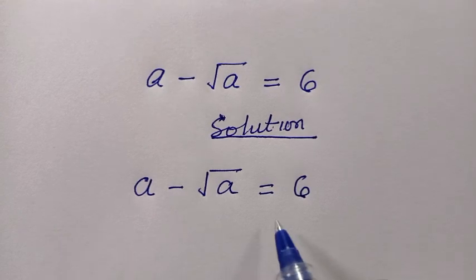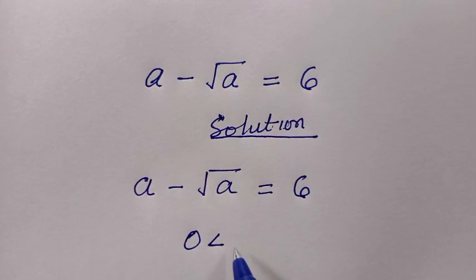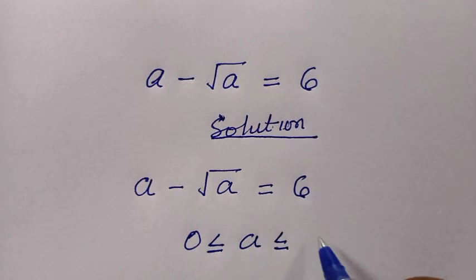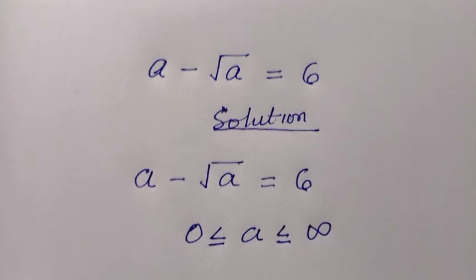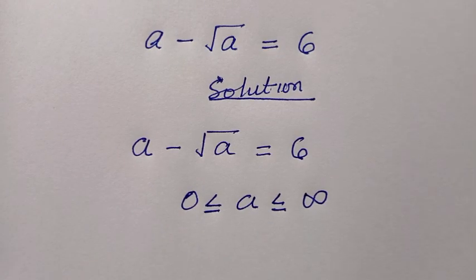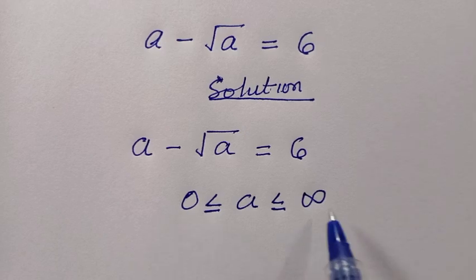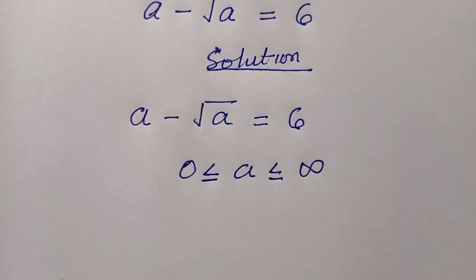And we must know something here, that the value of a ranges from 0 less than or equal to a, and a less than or equal to positive infinity. That is, we are not going to get negative from this equation. So the domain of this equation must range from 0 to positive infinity. And let's see how we can do this.